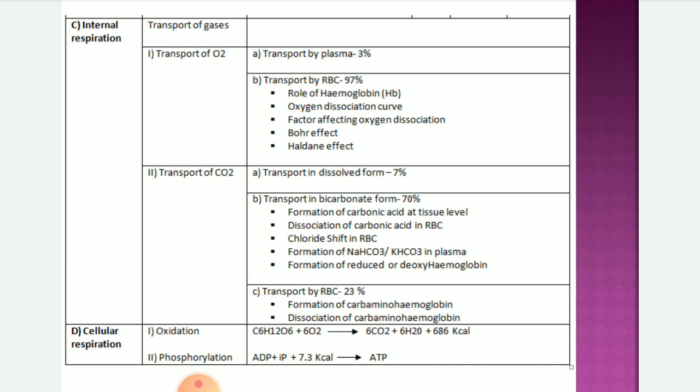In cellular respiration, 2 processes take place, oxidation and phosphorylation. In oxidation, ultimately there is generation of energy in the form of ATP, which can be converted into kilocalories. One glucose molecule can give rise to 686 kilocalorie. Phosphorylation is the addition of a phosphate group to ADP to form ATP, and all these events take place at the cellular level. ATP generation takes place within the mitochondria in eukaryotes, or in human beings. So this is all about the mechanism of respiration.